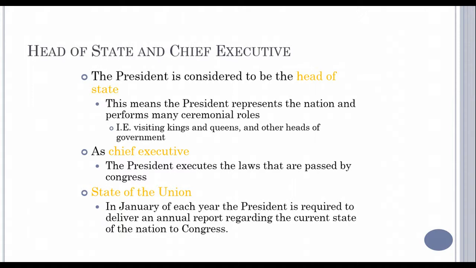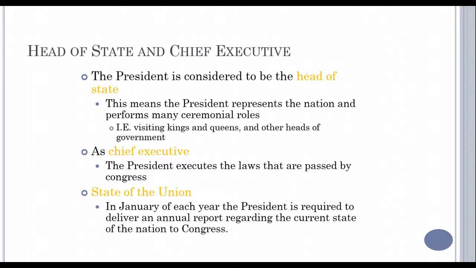They visit with kings and queens, they visit with other heads of government, they go to ribbon cuttings, and these are very ceremonial concepts that don't really have anything to do with the day-to-day running of the government. However, as chief executive, the president executes the laws that are passed by Congress. If we contrast that with head of state, this would be the head of government, and that is what we would really consider the president to be as well.